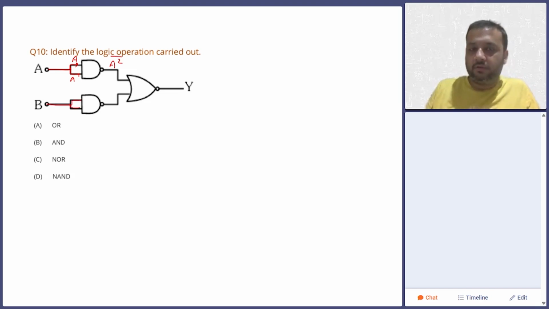Similarly here B and B will go. So it will be multiplied and then a complement will be taken. So B square bar. Now using the Boolean algebra, you should understand that value of A square is A only. Whether A is 0 or A is 1 doesn't matter.